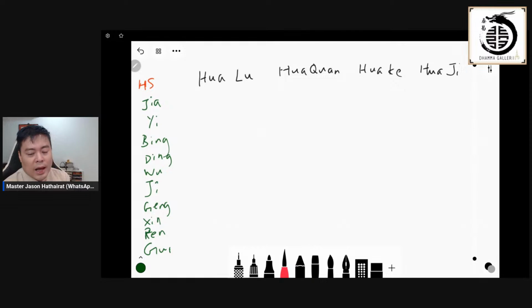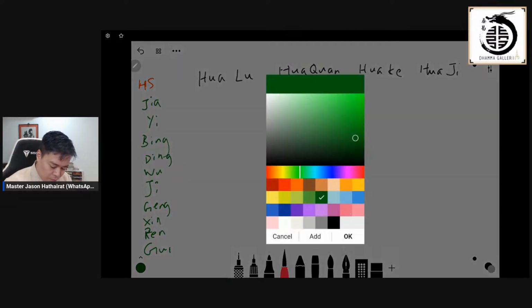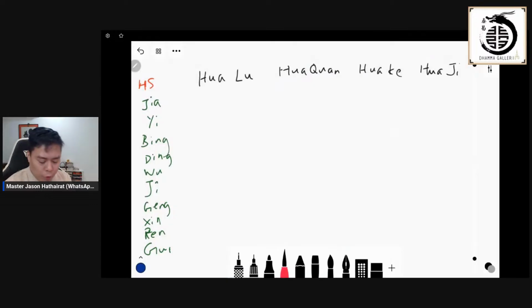When the heavenly stem is of 甲, let me choose another color. 化禄 will be pairing with 廉贞. When the heavenly stem is of 甲, 化禄 will be pairing with 廉贞. This is how we go about plotting the flying stars within a birth chart.